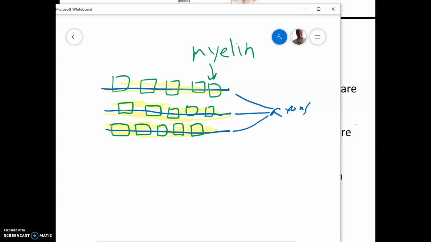Where have we heard endo before? Endo what? Oh, endomysium. Remember the endomysium wrapped the muscle fibers? Well, endoneurium wraps the axons. Now, how was the muscle arranged? It was arranged in these things called fascicles.